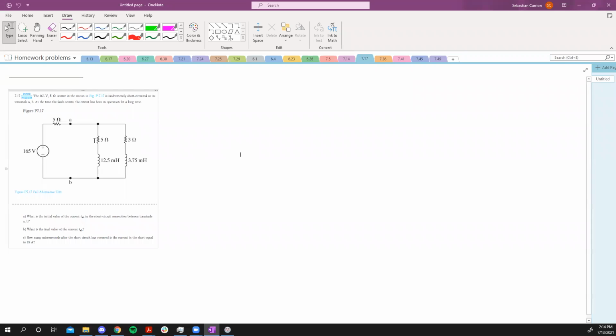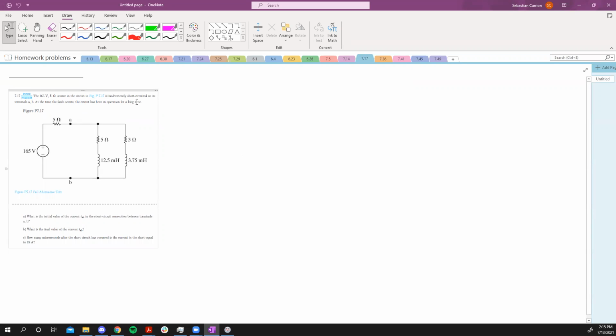Okay, so we got problem 7.17. It says the 165 volt and 5 ohm source in the circuit in this figure is inadvertently short circuited at its terminals A, B. At the time the fault occurs, the circuit has been in operation for a long time.